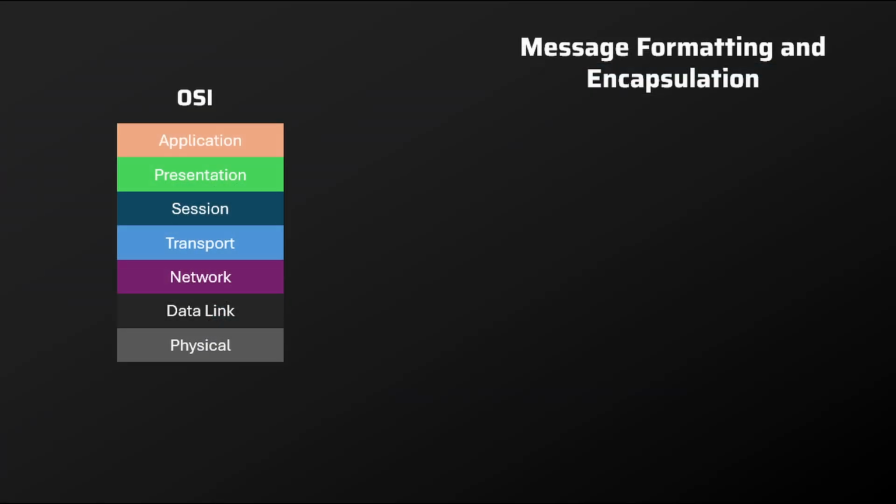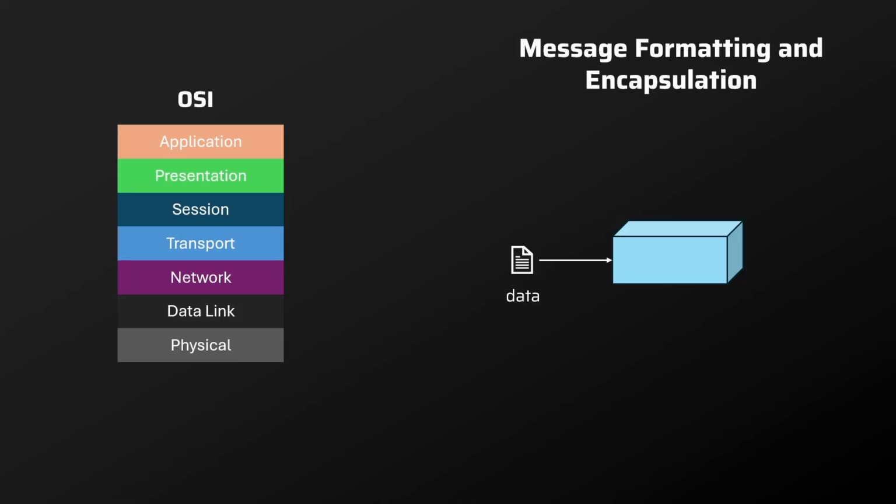Moving on to message formatting and encapsulation. Formatting converts the data into a format in which both the sender and receiver can understand. Remember that this format is agreed upon by both parties. This also happens in the application layer of the OSI model. Encapsulation, on the other hand, puts the data into some kind of container with headers, where additional information is stored such as the IP address of the source and destination.